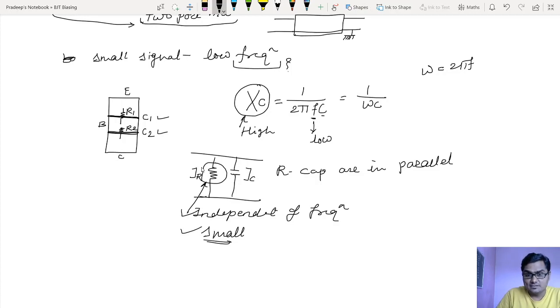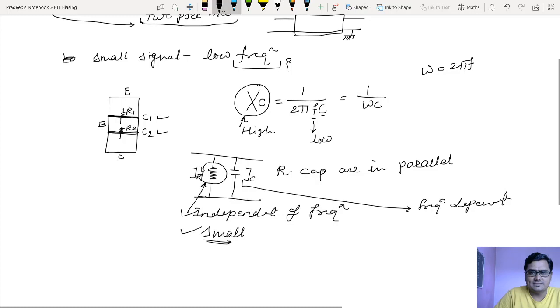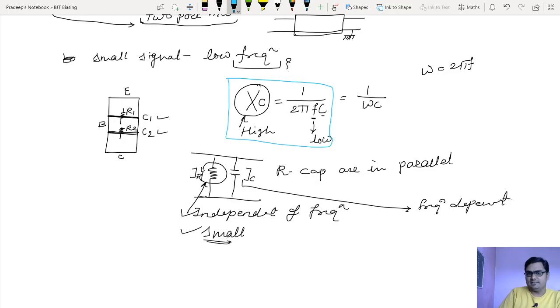The capacitance which is frequency dependent. Obviously, if it is a capacitor, it is frequency dependent. How is the capacitor frequency dependent? We have explained this. If frequency is very low, the capacitive reactance is very high. Now consider the low frequency component, when frequency is very low, this capacitive reactance is very high.